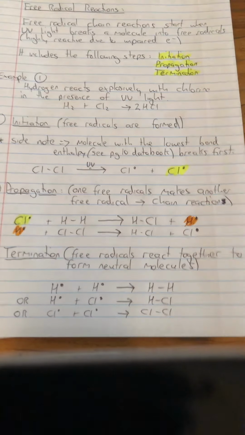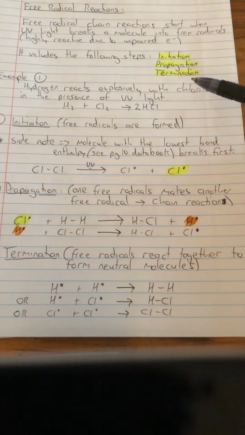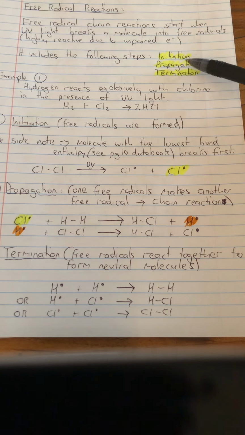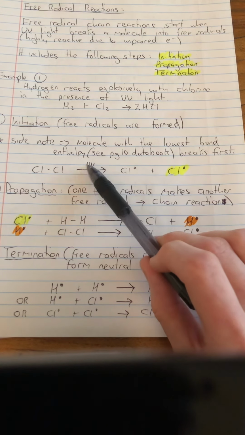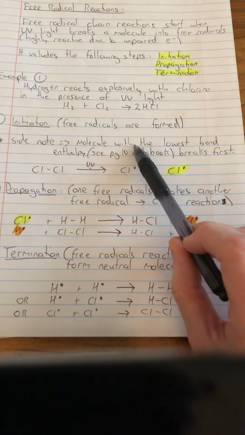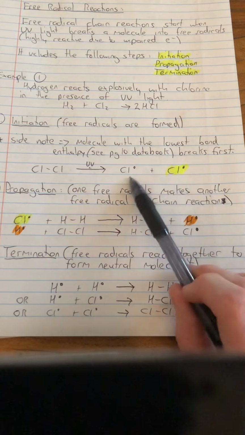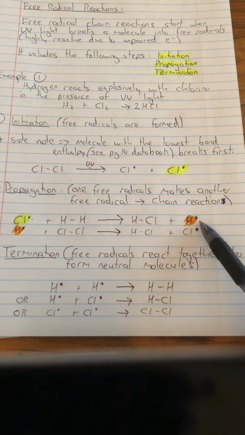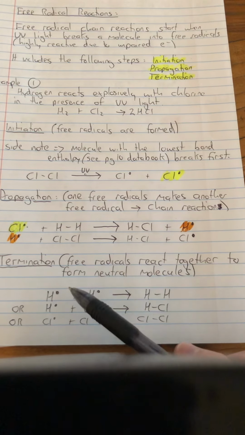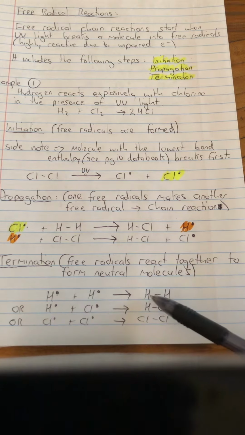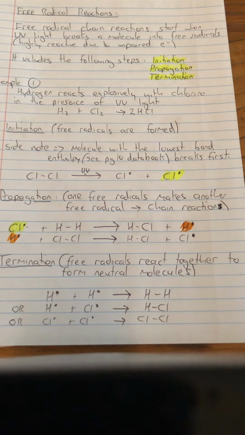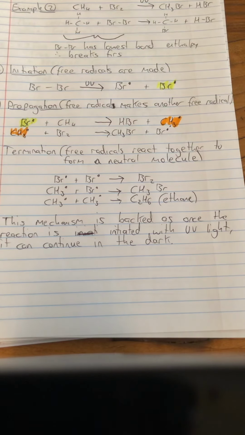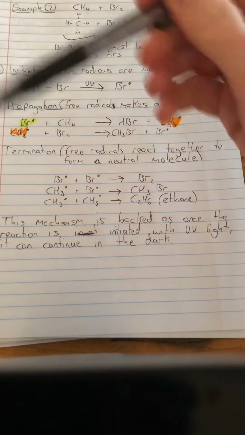Okay, now the next part that we spoke about are the free radical reactions and a free radical chain reaction. Okay, so initiation, propagation, termination. You need to know how to recognise them. Initiation starts with UV light. It breaks up a molecule with the lowest bond enthalpy and it creates two free radicals. Okay, propagation is when a free radical creates another free radical. You need to be able to recognise that. And termination is when free radicals react together to form a stable neutral molecule. Yeah, you need to know that.